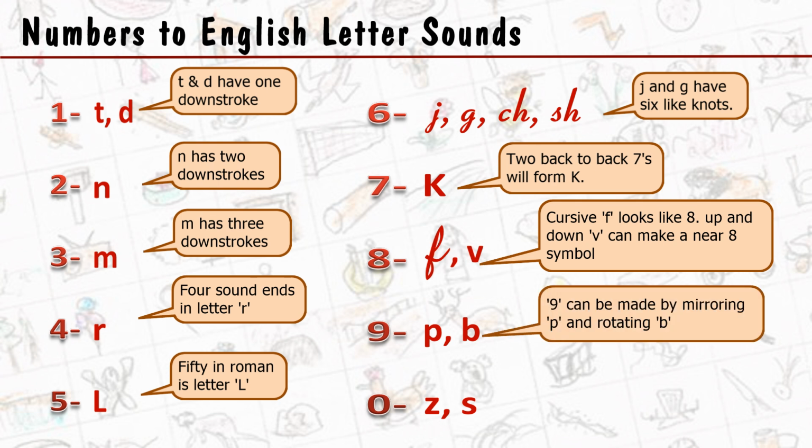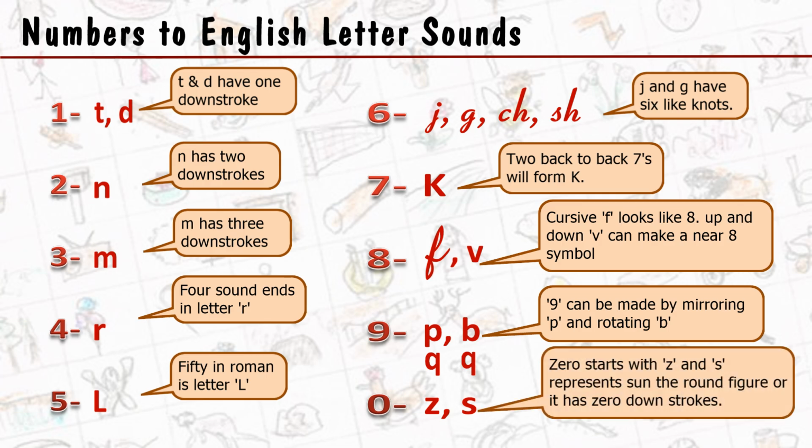For number 9, the chosen letters are P and B, as P is a mirror image of 9, and also if B is rotated anti-clockwise, it gives us 9. For 0, the direct choice is Z, as the word zero begins with it. An alternate choice is S for 2 reasons. 1. The object sun looks like a circle and the letter doesn't have any vertical strokes, so 0 strokes. Hope this explanation, once attended carefully, will get registered with your brain for further exercises.